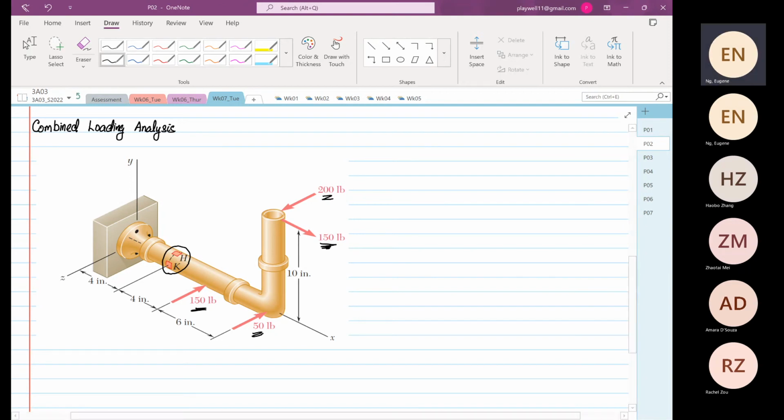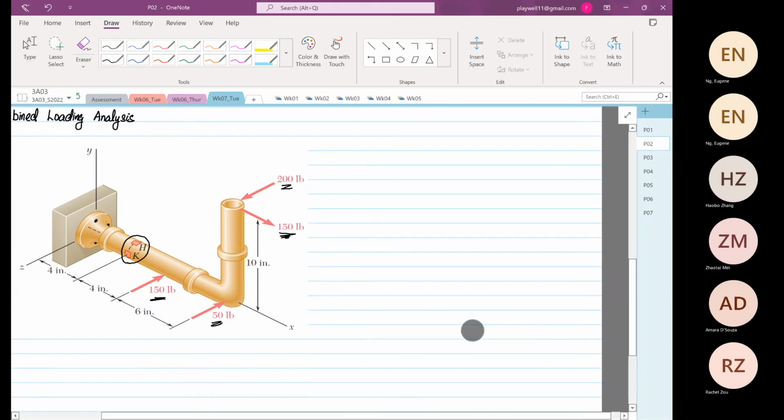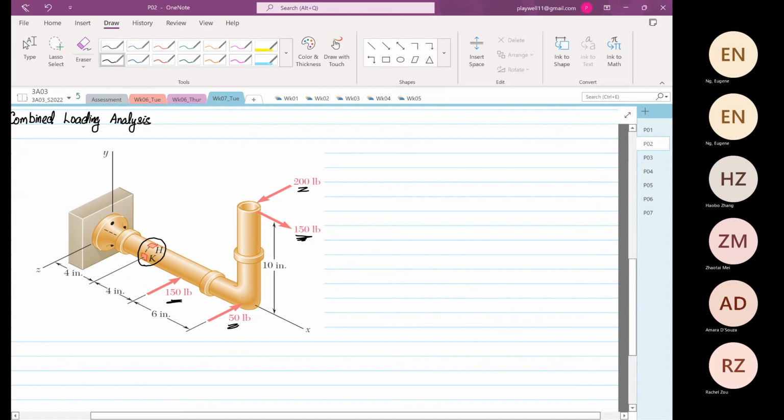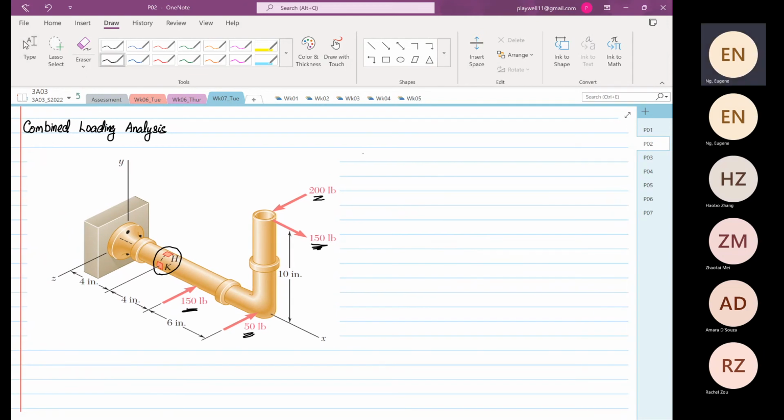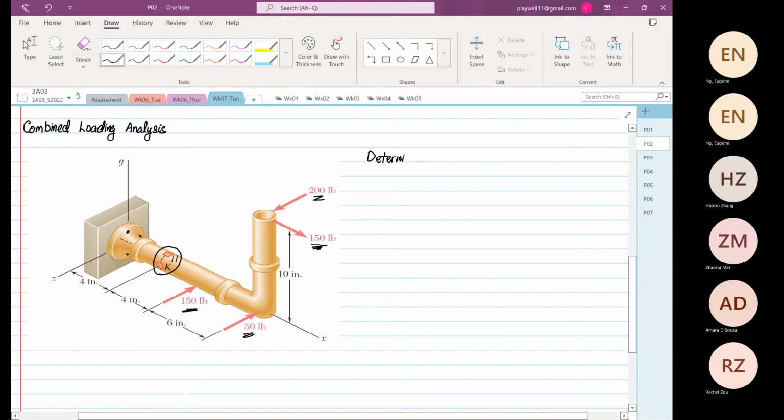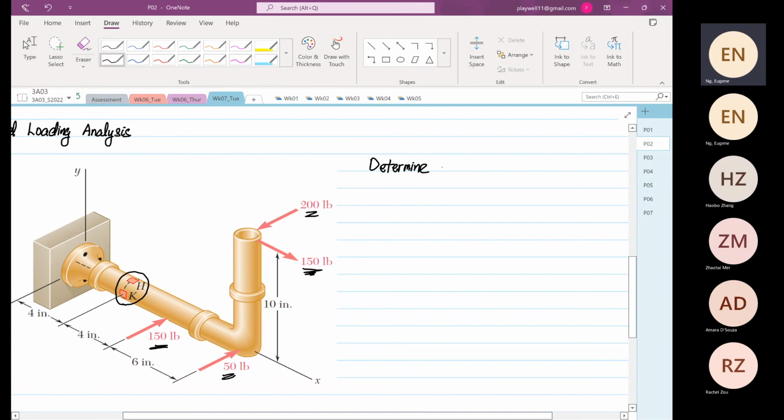So let me show you what are the formulas that we have to apply and what are the analyses that we're going to use. Okay, so we are going to determine the stress state at elements H and K.